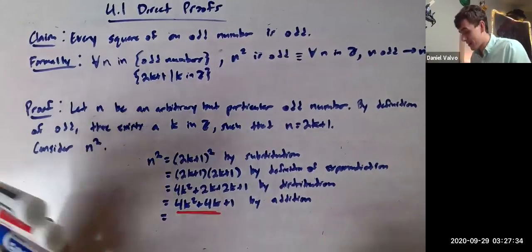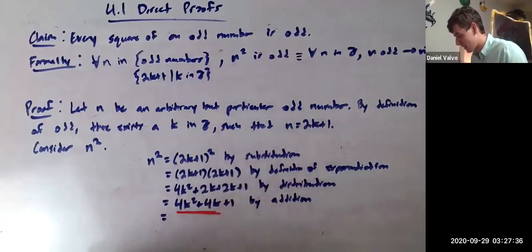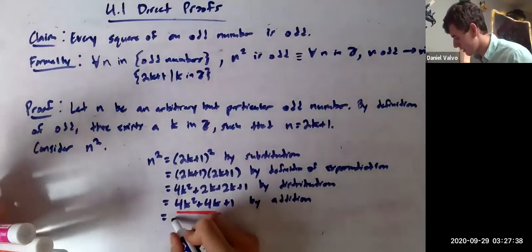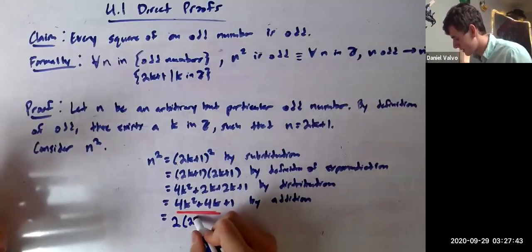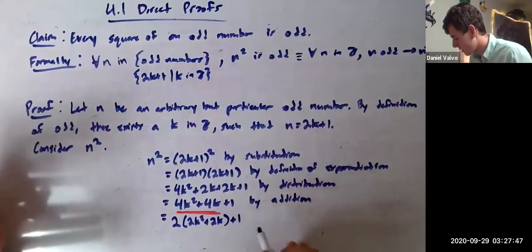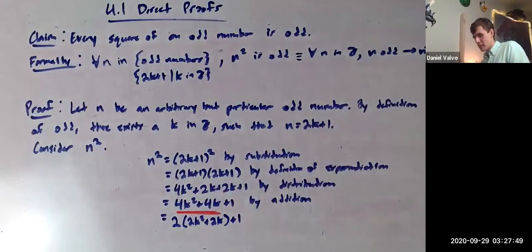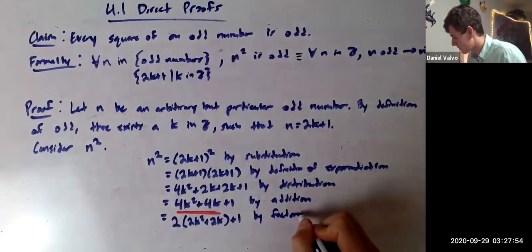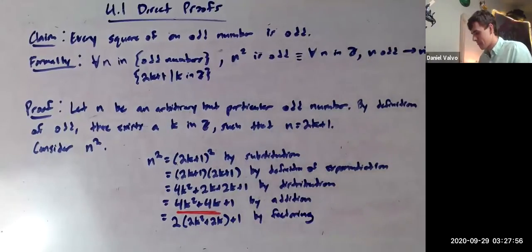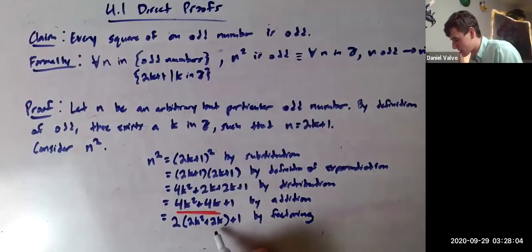Yes, right? This can be written as 2 times (2k squared plus 2k) plus 1, by factoring. Does this make sense? And what is 2k squared plus 2k?